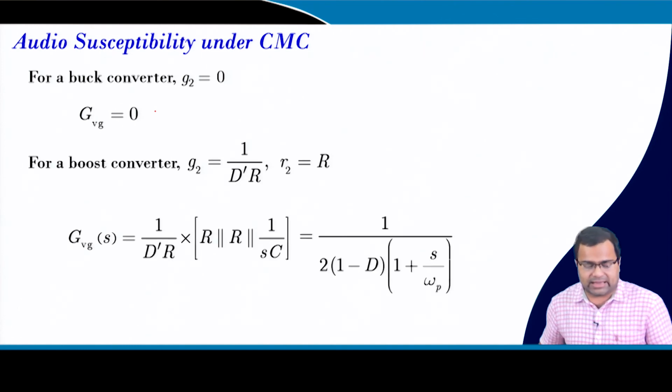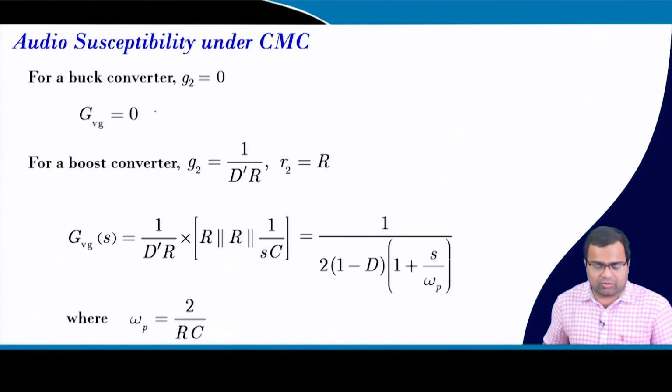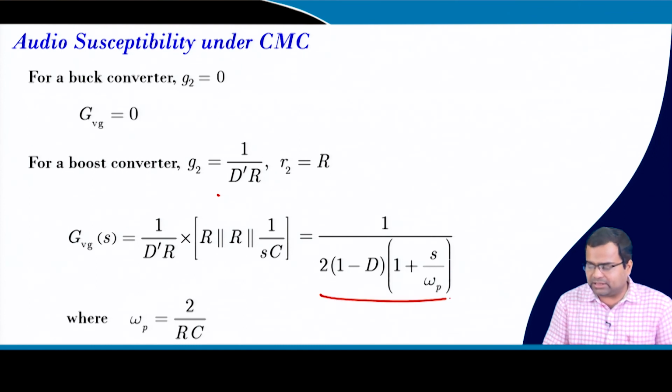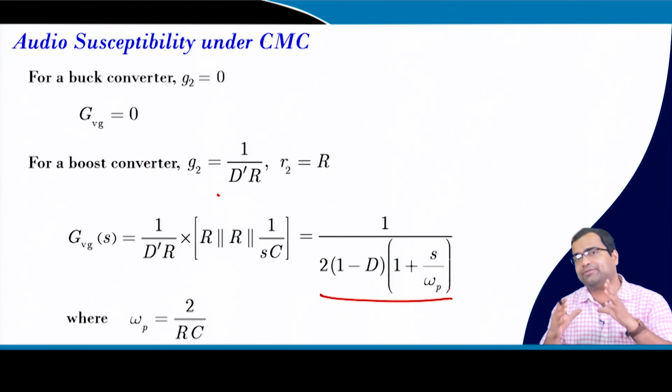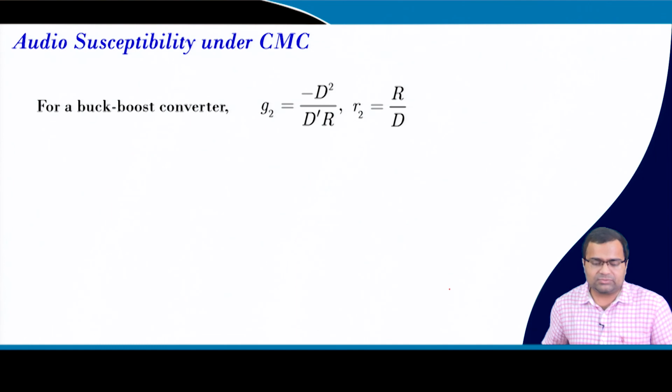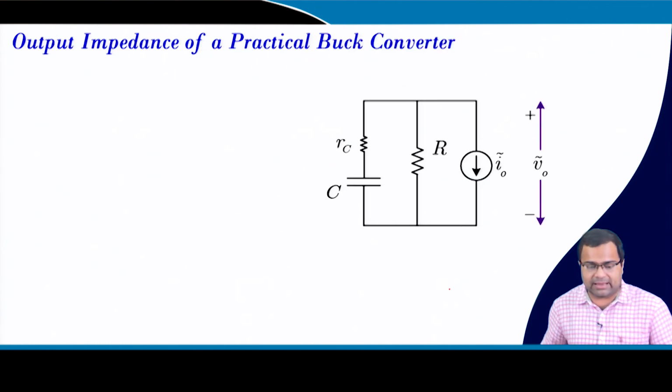For the boost converter again we can derive audio susceptibility, and it is not exactly zero for a boost converter. It has a pole effect. So, if you change the supply voltage for a boost converter, there will be some first order effect also. Buck-boost converter also you can derive.